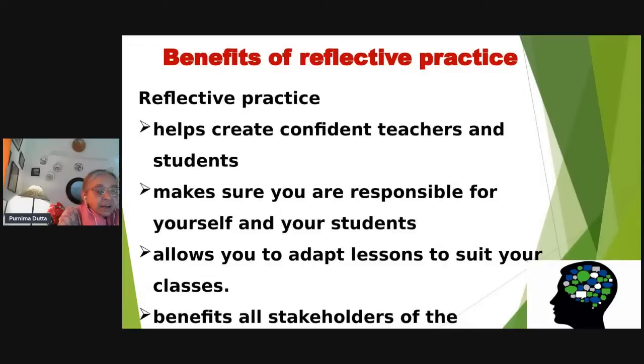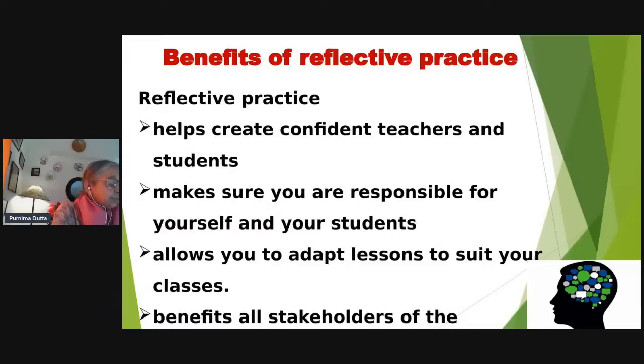I had taken a few screenshots of reflections done by my students, but because they wrote it in light blue ink, it was not showing on the slides, so I decided not to share those slides.